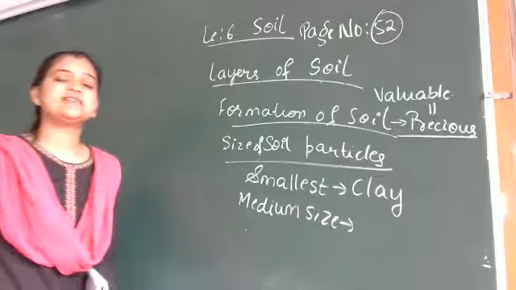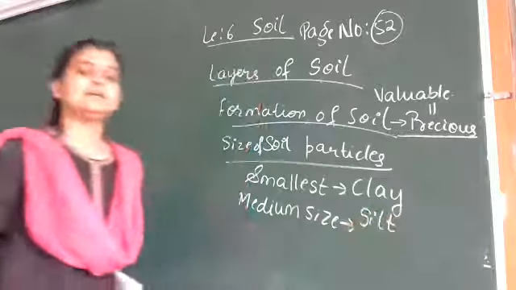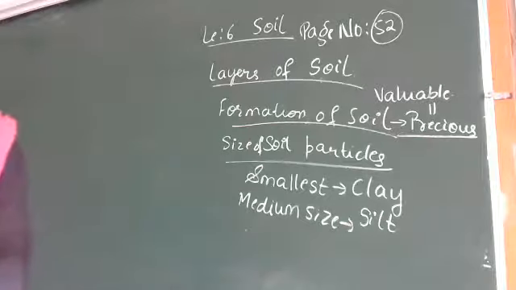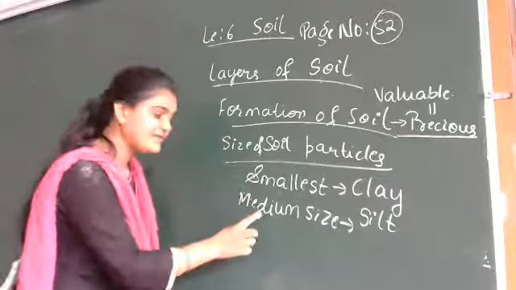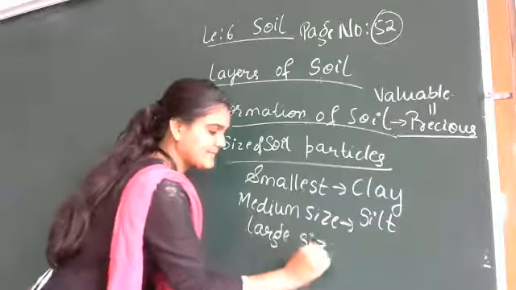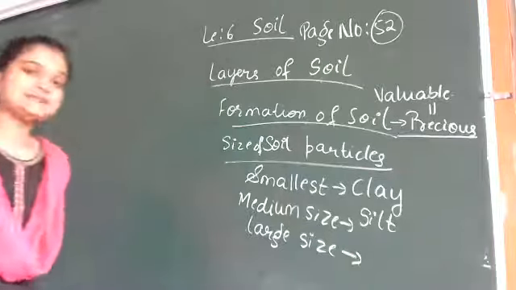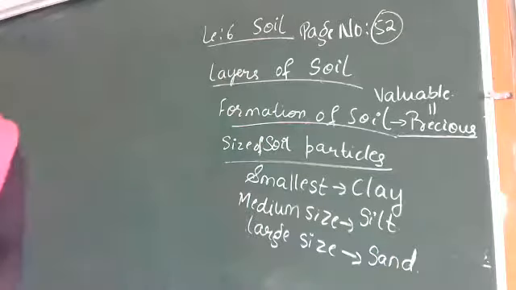See here, medium size particles are made up of silt. Okay, and I've told you what is a silt. Silt means what, children? Sand which is flowing along with the running water. Okay. Next, we have small, we have medium. The last one will be large size particles. Large size particles in the soil are made up of sand. Yes, it is sand.